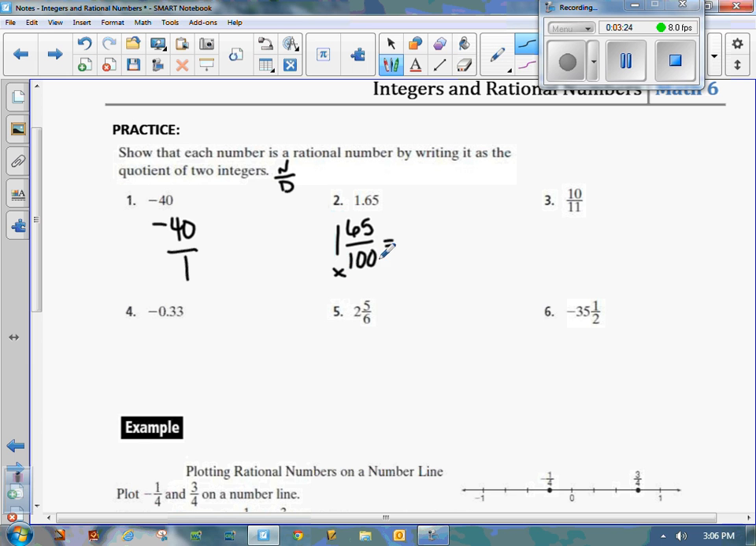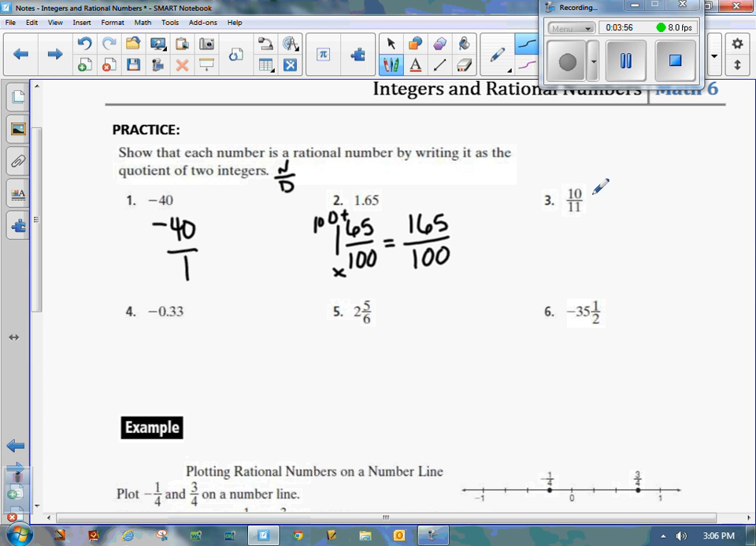So remember, to make it improper we go around the world. We're going to take our denominator times our whole number, which gives us 100, and we're going to add our numerator. So we have 165, and then we keep that denominator. So for 1 and 65/100ths, which is a mixed decimal, it actually is 165 over 100 as a rational number, being written as a quotient of two integers.